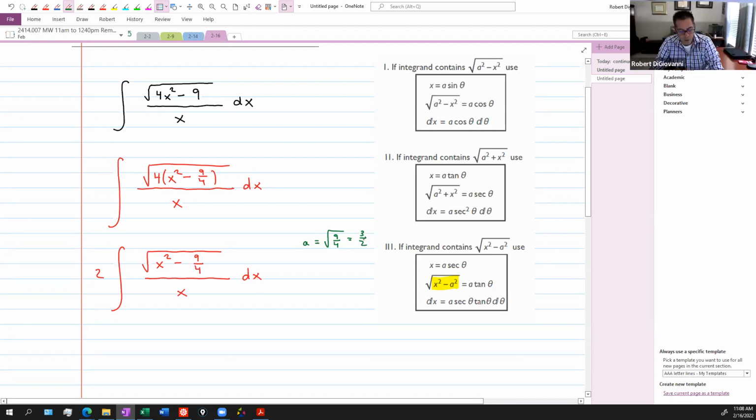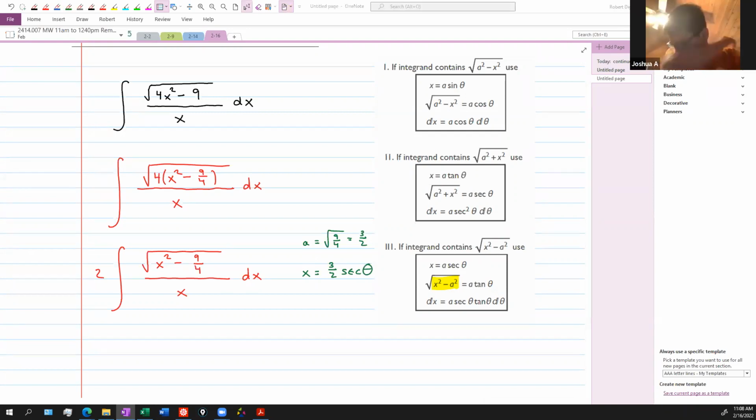And then the trig sub we're going to use, because this looks like this third case, is that we're going to let x be A, which is 3/2, and then secant theta. We all good with that? No? Okay. Yes, yes.